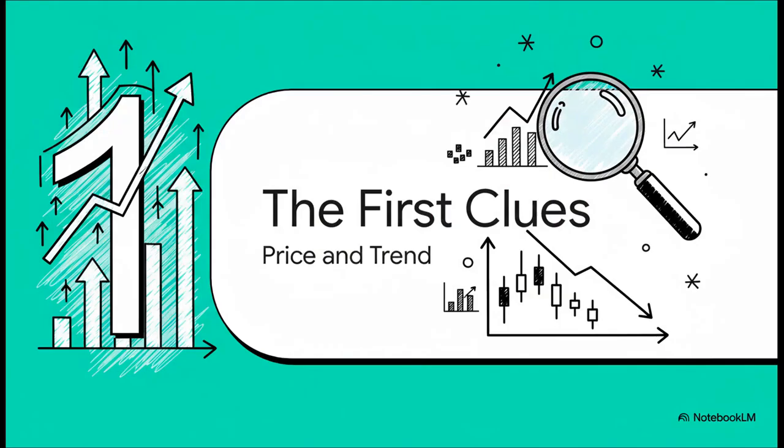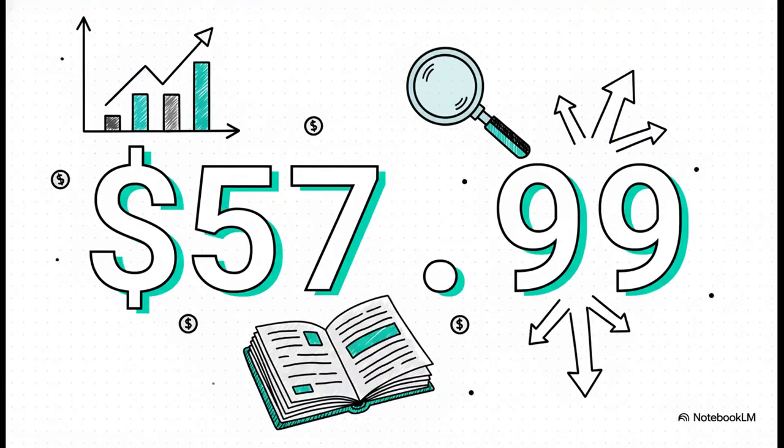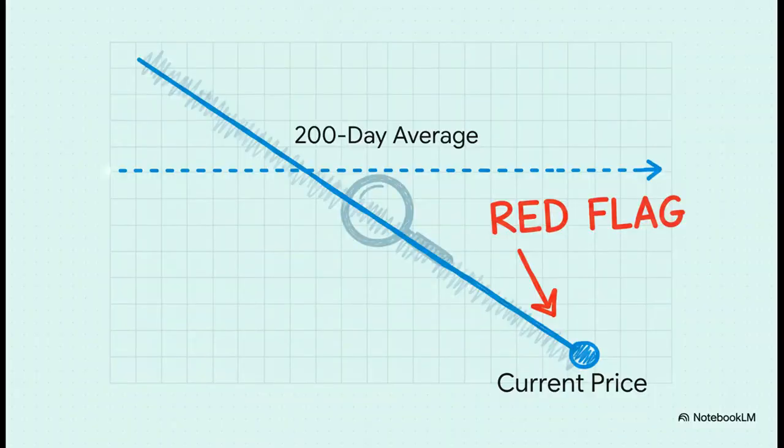You know, in any investigation, you start with the most obvious evidence, the stuff that's right there on the surface. For us, that's the stock's price and the general direction it's been heading. This gives us the basic lay of the land. Okay, clue number 1. The current price, $57.99. This is our starting point. It's the central fact that everything else is going to revolve around. But a price by itself doesn't tell the whole story, right? You need context, and here it is.